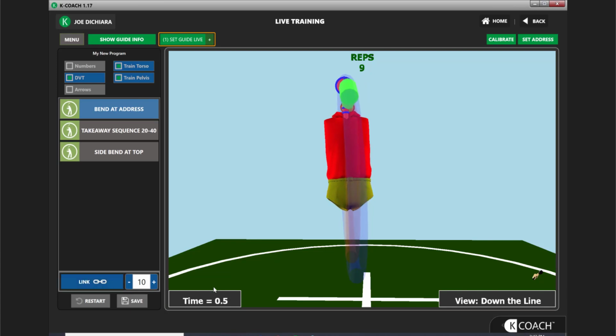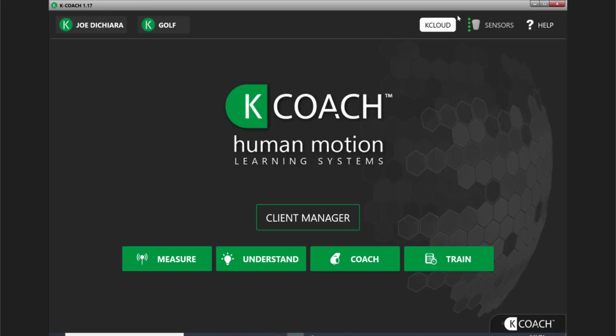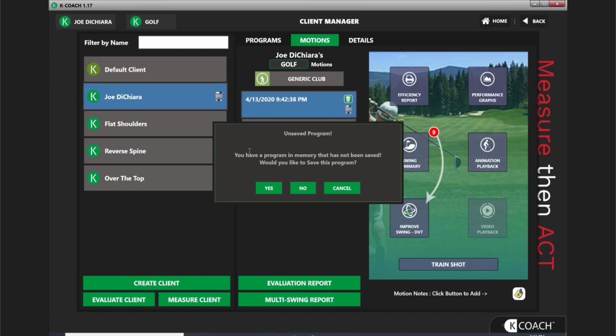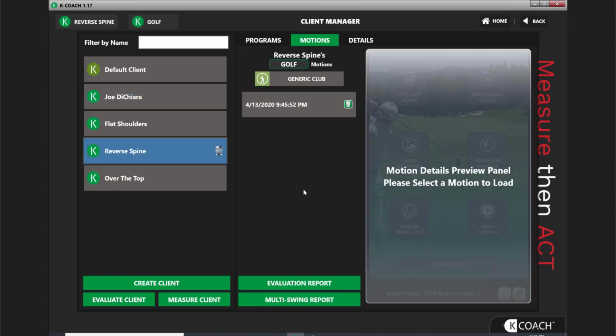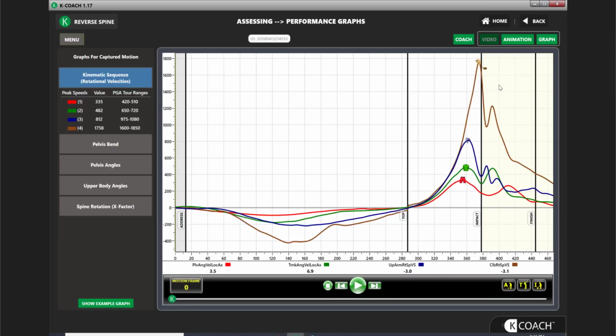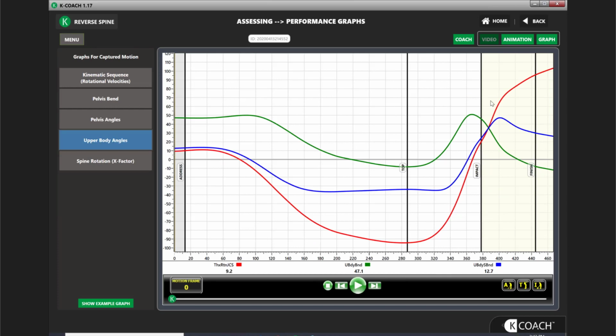All right, so we're going to move on now to the next swing fault. That one is reverse spine angle. No, I don't want to save my program. Go into these graphs now. Okay, so the graph that's going to show you whether your player is in reverse spine angle is, again, an upper body fault. So we're going to go to the upper body graphs and we're paying attention to one area.